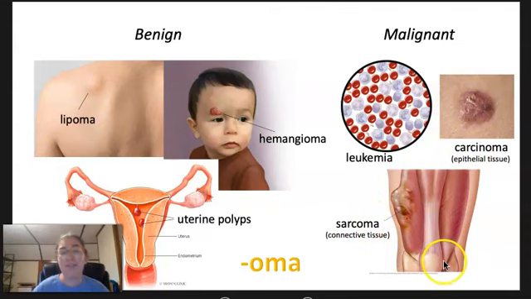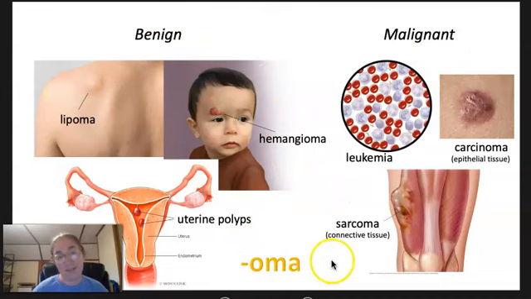cancerous malignant tumors of the connective tissue, so like an osteoma of the bones, a sarcoma of the connective tissue like the muscle tissue. Notice that a lot of these end in oma. Both benign and malignant tumors can end in oma. We tend to associate the suffix oma with cancer, but the suffix oma just means tumor. So I like to point that out because if you're ever in a situation where you get diagnosed with an oma of some kind, you definitely want to ask, is it benign or is it malignant? Don't assume that it's a cancer.